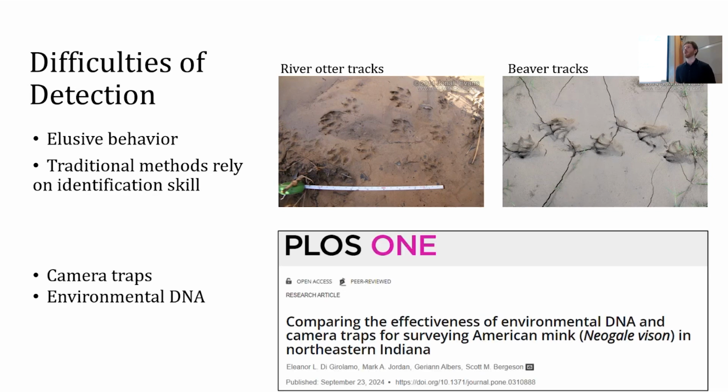But thankfully, technology is awesome, and we do have other methods. So camera traps are used for a lot of different wildlife species and can be used for semi-aquatic mammals as well. And then excitingly, you do have environmental DNA being used for semi-aquatic mammals now. This is traditionally a fully aquatic approach, but again, given that semi-aquatic mammals are semi-aquatic, it's being branched out to use for these species as well.